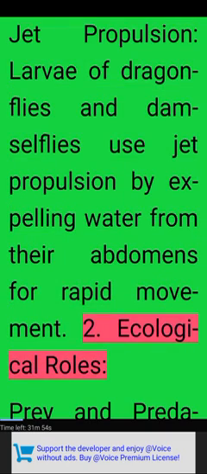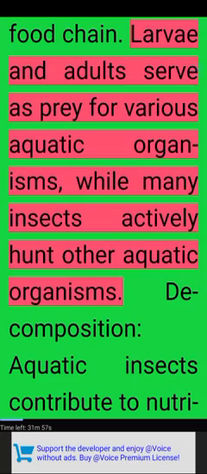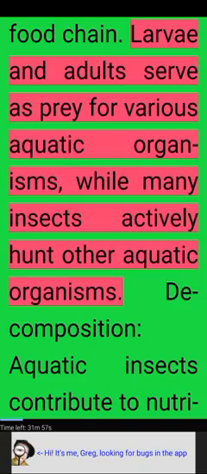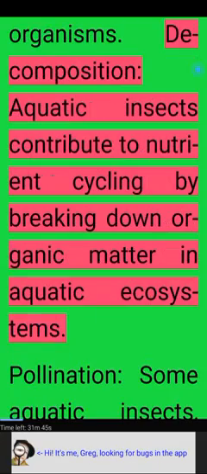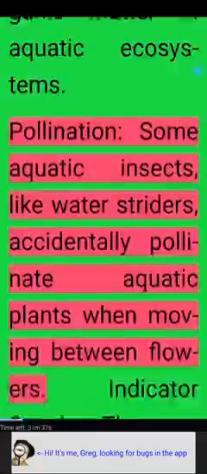2. Ecological roles. Prey and predators. Aquatic insects form an essential part of the food chain. Larvae and adults serve as prey for various aquatic organisms, while many insects actively hunt other aquatic organisms. Decomposition. Aquatic insects contribute to nutrient cycling by breaking down organic matter in aquatic ecosystems.